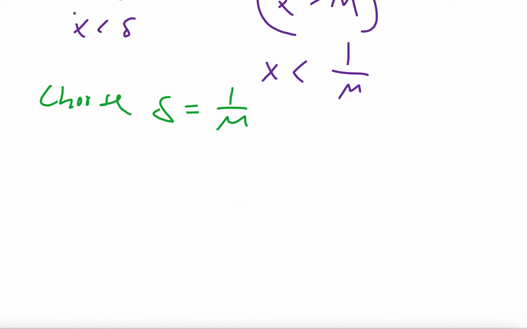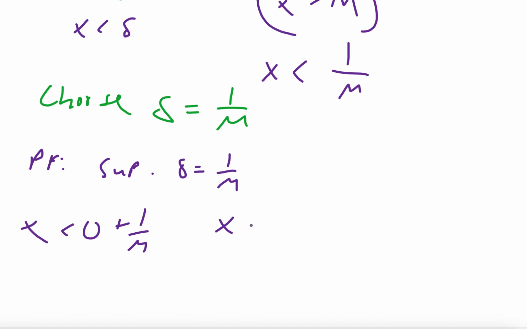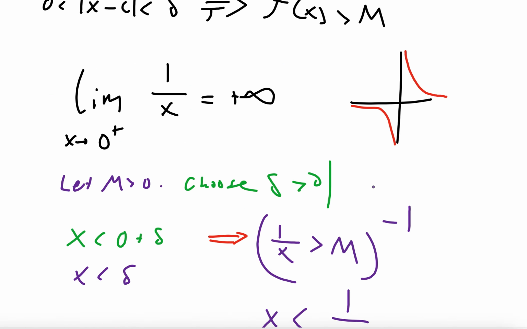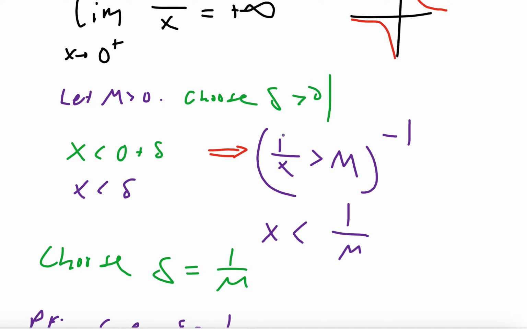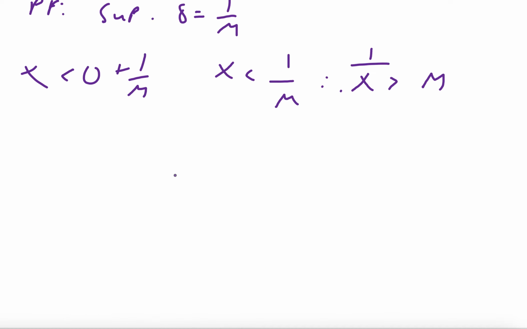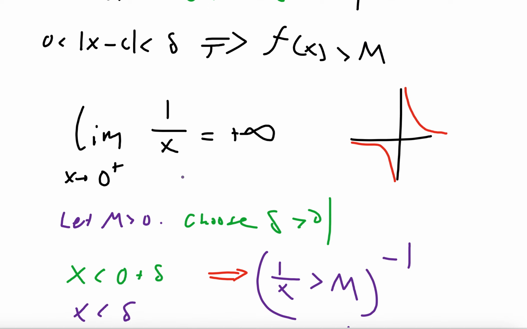All right? So now the actual proof, again, is really simple. We say suppose delta is equal to 1 over m. Then 0 plus 1 over m is greater than x, which means that x is less than 1 over m, and therefore 1 over x is greater than m, which is what we wanted to show. So we're done. And as you can see, there are no absolute values and no bounds on the epsilon or m side. So in a way, infinite limits are very much easier to solve and prove than the finite limits.